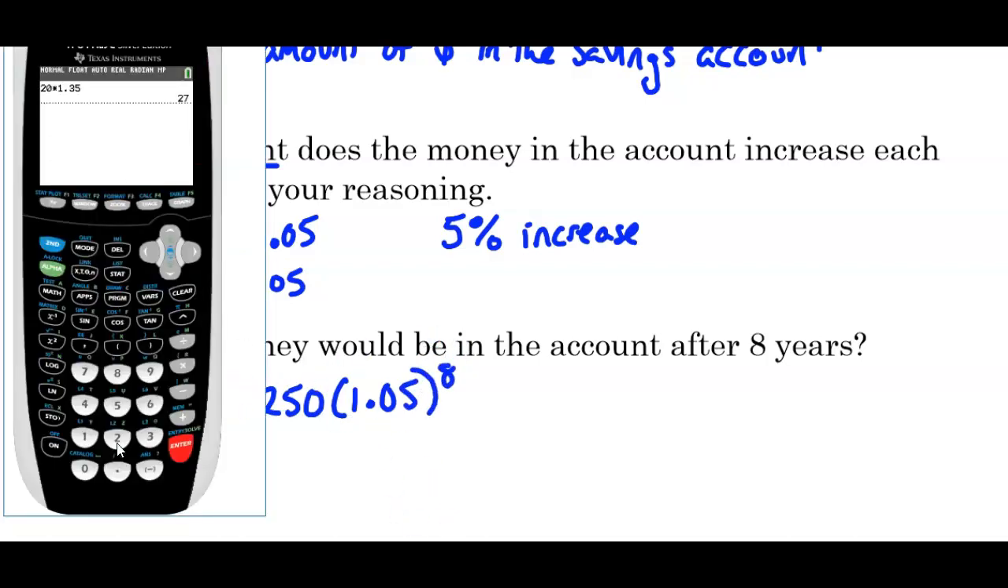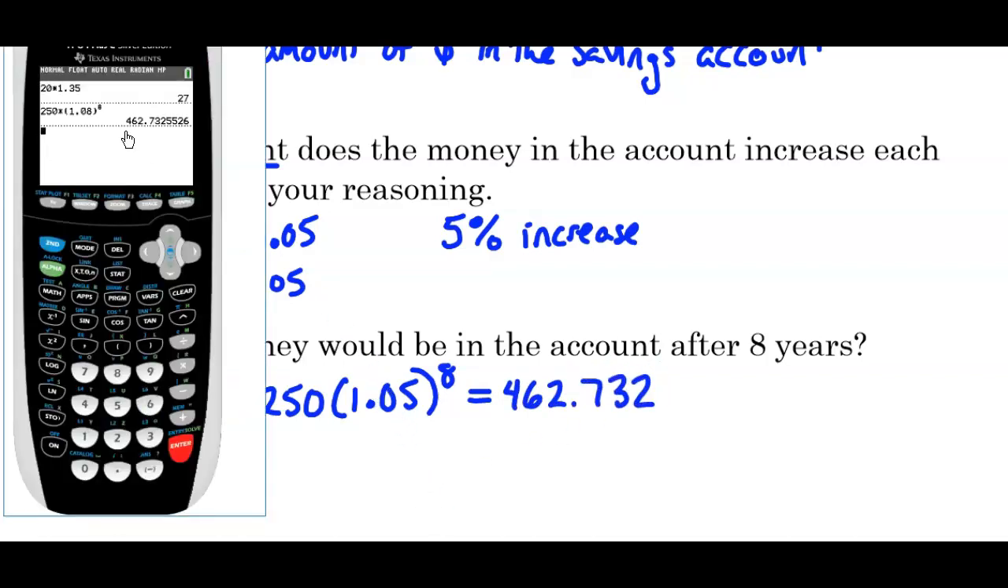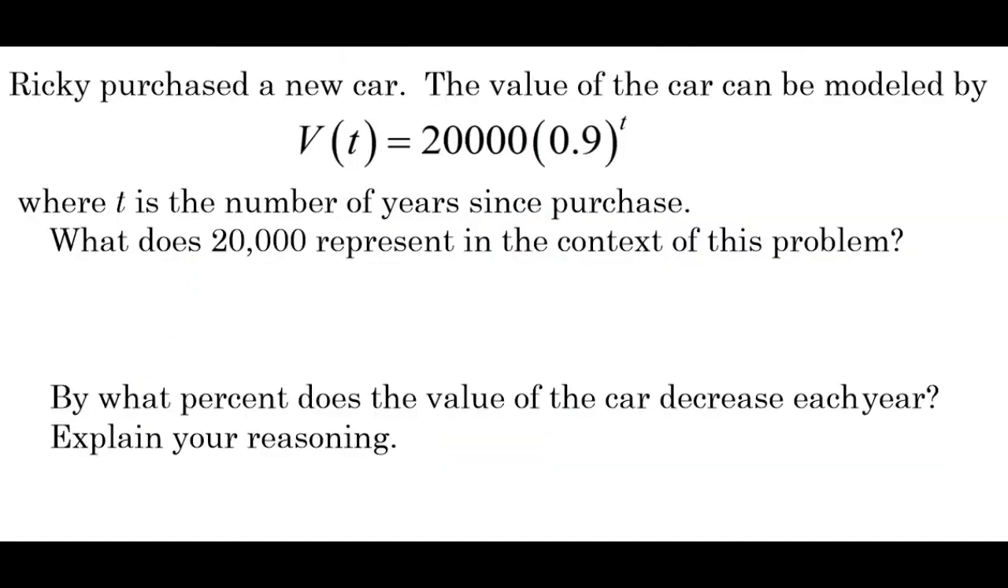So we can use our calculator. So we have 250 times 1.05 to the 8th power. Hit enter. So that's 462.732. I'll just double check, make sure I had that value right. 462.732, and then a few decimals. Now remember, we're talking money here, so it's going to make sense to round to the nearest cents. So that means that we're going to have $462.73 after 8 years.